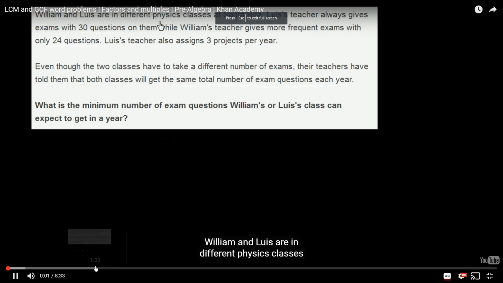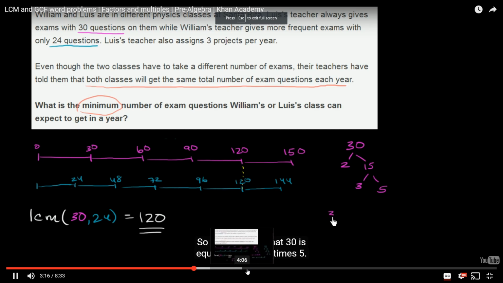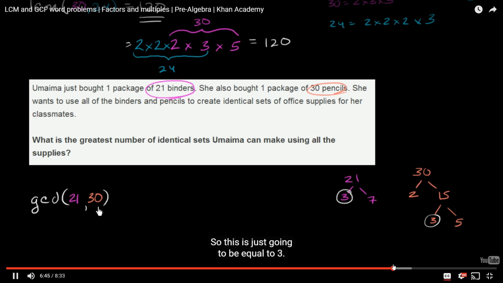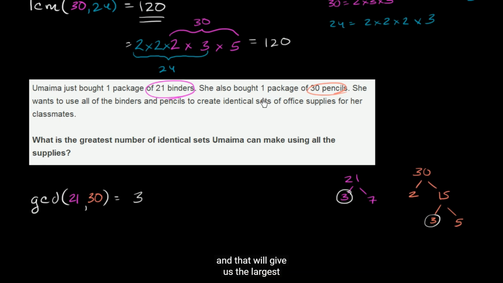William and Louise are indifferent. Then they're going to have 130 identical. Let's just do the prime factorization method. Let's think about what the greatest common divisor of both these numbers is. What's the largest? We could do 3 times 5. This is just going to be equal to 3. So this is essentially telling us, let's divide both of these numbers by 3, and that will give us the largest number of identical sets.